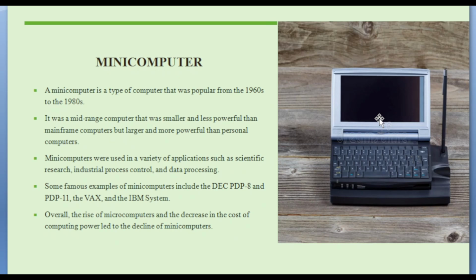Next is the minicomputer. This is a special type of computer that was popular from the 1960s to the 80s. It was a mid-range computer that was smaller and less powerful than the mainframe computer, but larger and more powerful than the personal computer. Minicomputers were used in a variety of applications such as scientific research, industrial process control, and data processing. Common examples of minicomputers are DEC PDP-8, PDP-11, VAX series, and IBM systems. But the rise of microcomputers and the decrease in the cost of computing power led to the decline of minicomputers.